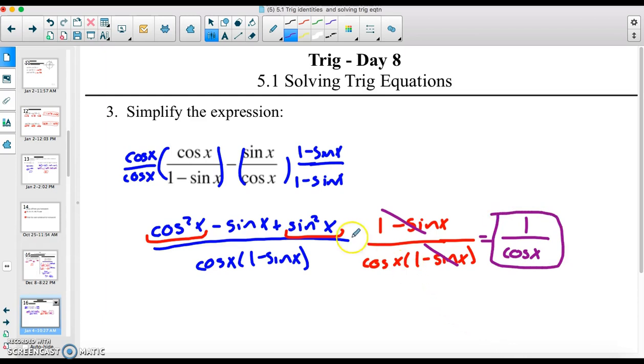Boom, done. So I know not all of this is intuitive and sometimes it's hard to see, so I would just play with it for a while, see if you can find any patterns, rearrange things, try to get parts to match so that you can simplify them. That's all you can really do.